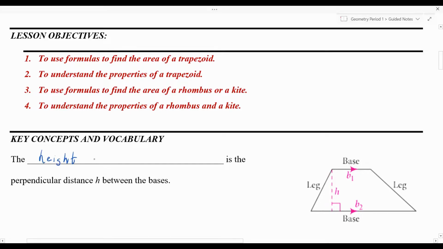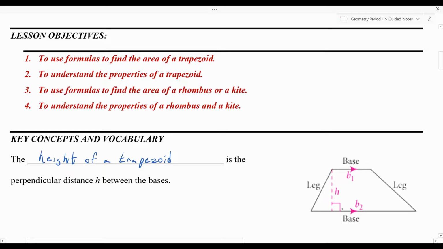The height of a trapezoid is the perpendicular distance h between the bases. If we take a look at our trapezoid on the right, we know we have a trapezoid because the opposite legs are not parallel, and we have these opposite sides that are parallel, which is what makes it a trapezoid. So we have two bases, and our height is the distance measured from base to base. From this vertex right here, we draw a line that is perpendicular to the other base, as we can see here marked with the 90-degree symbol.